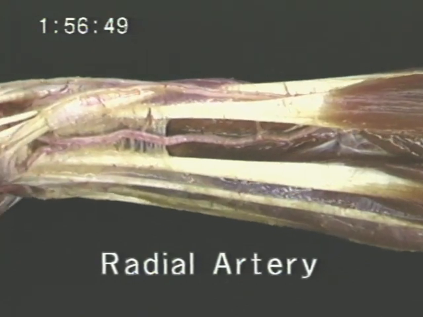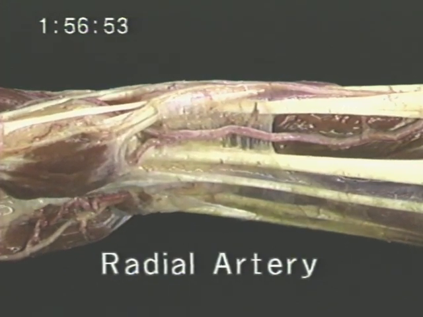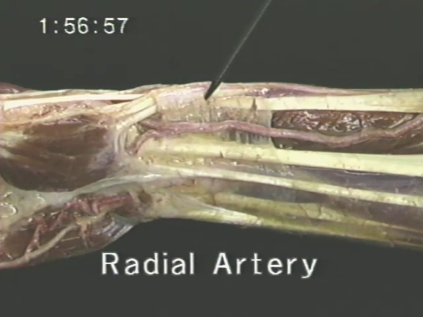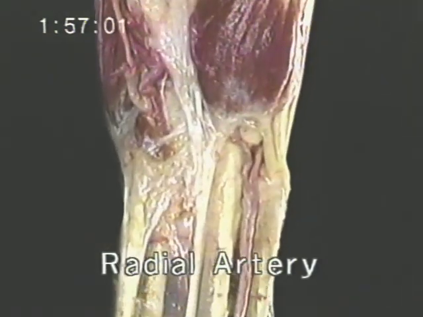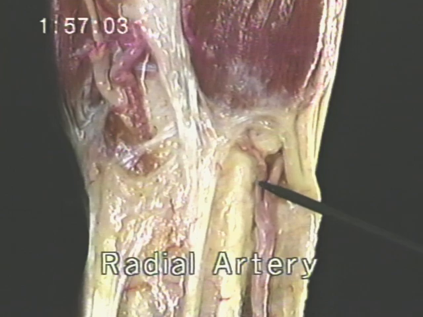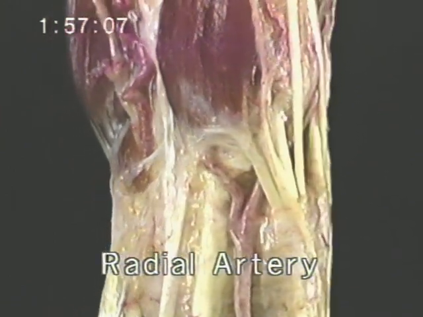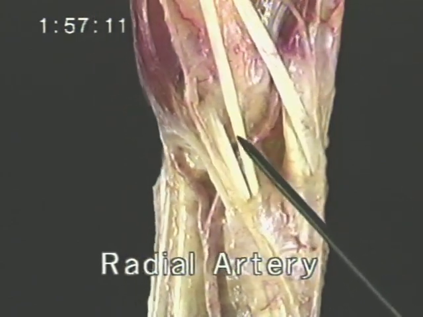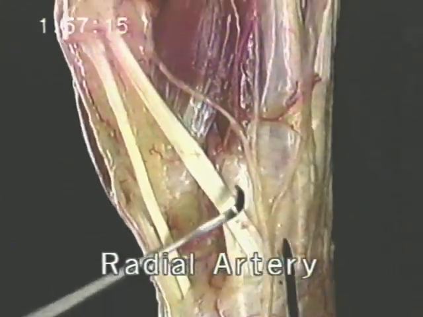In the distal forearm, the radial artery emerges from beneath brachioradialis and lies superficially between the border of the radius, which is here, and the tendon of flexor carpi radialis. At the wrist, the radial artery gives off this superficial branch, then spirals around the lateral aspect of the wrist, running beneath the tendons of abductor pollicis longus, extensor pollicis brevis, and extensor pollicis longus.